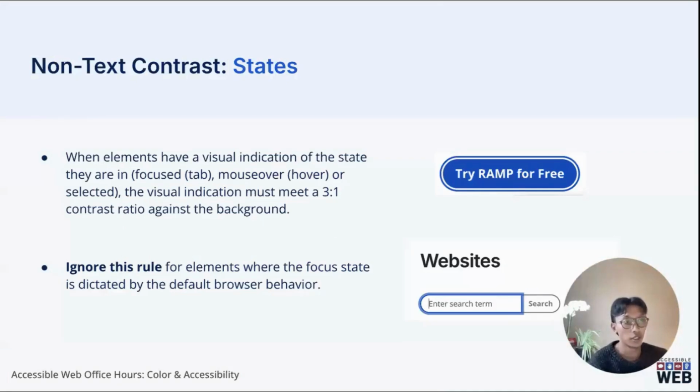The examples shown on this page are taken from our ramp platform. The try ramp for free button receives a blue outline, and the internal text flips colors from the default blue text on a white background to white text on a blue background when this component receives focus.